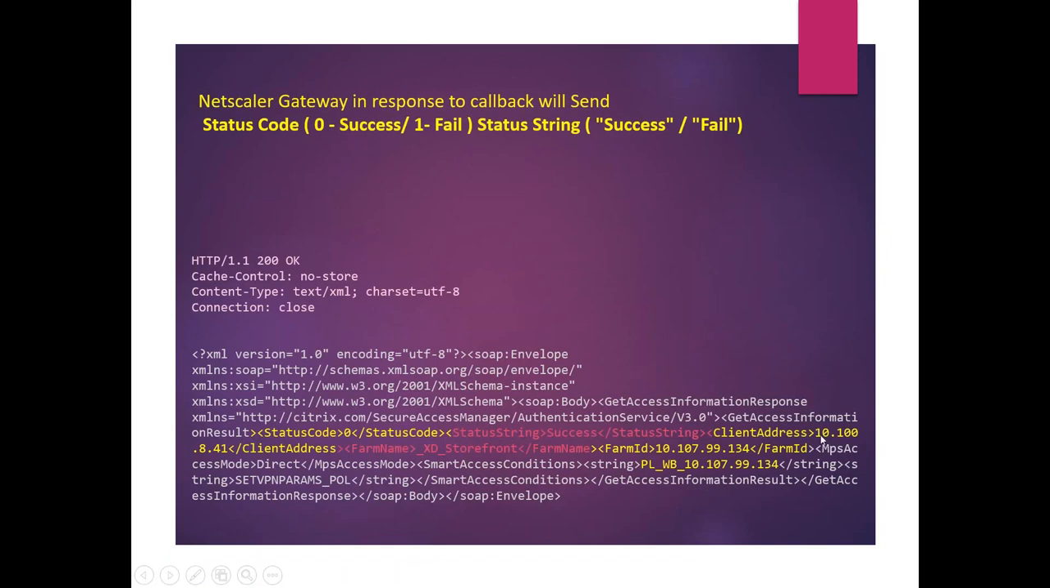And even the client address is again given, 10.108.41. Farm name XT storefront. This is the farm name which I have given in the NetScaler Gateway name. And the farm ID, this is the NetScaler Gateway VIP. And this is the session profile which got hit for this user, PLWB underscore.